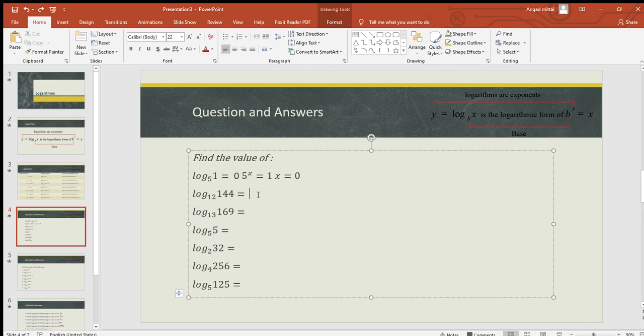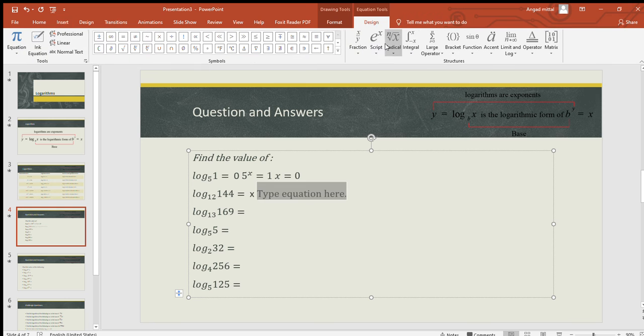The second one, log 144 to the base 12. The same thing, we will take the RHS, the unknown value, as x, and then convert it into an exponential form. The exponential form will be, because the base is 12 and the power is x, 12 to the power x is equal to 144.